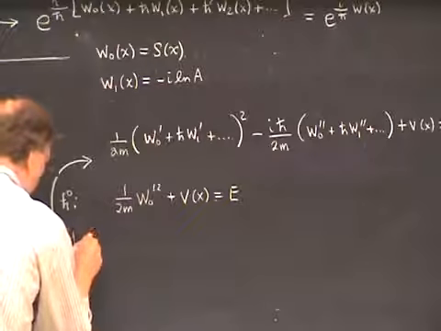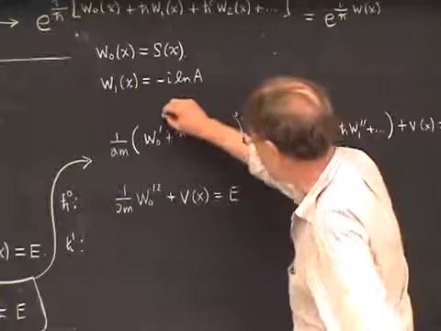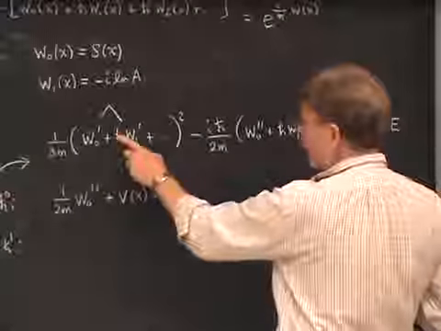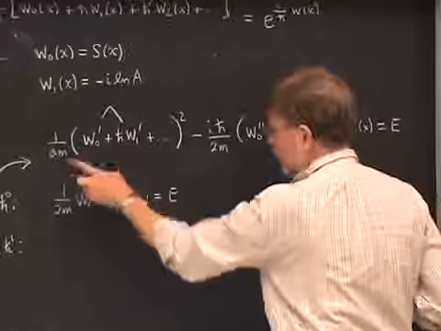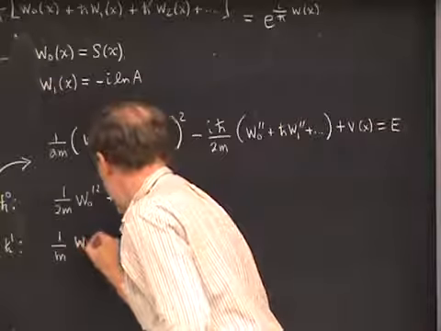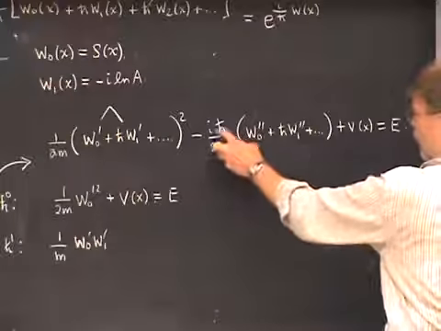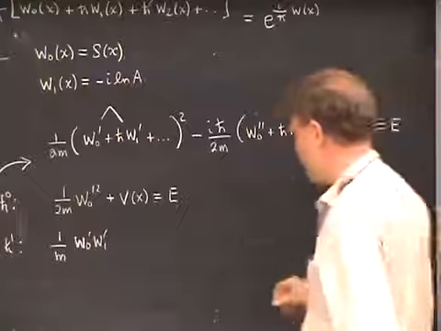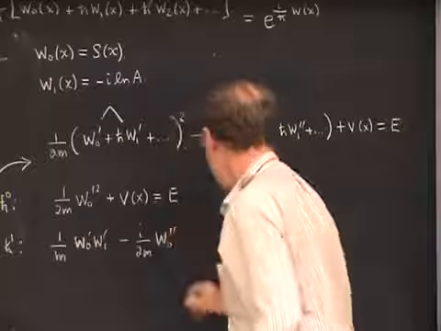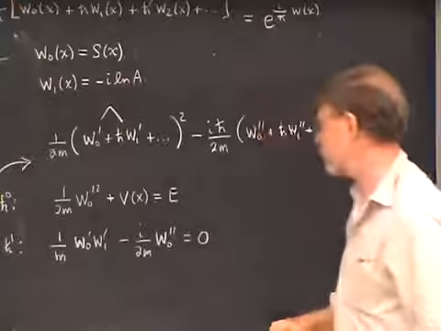Now, at first order in h bar, we'll go to the first two orders in this. At first order in h bar, there's a cross term here by multiplying these two terms together because it's being squared. So I get 2w0 prime times h bar times w1 prime divided by 2m. So this gives me 1 over m times w0 prime times w1 prime. Over here, I do get an order h bar term from the w0 double prime, so it becomes minus i over 2m times w0 double prime. And then V and E don't contribute at order h bar, so the whole thing is equal to 0.